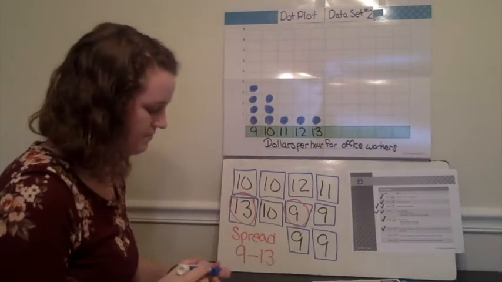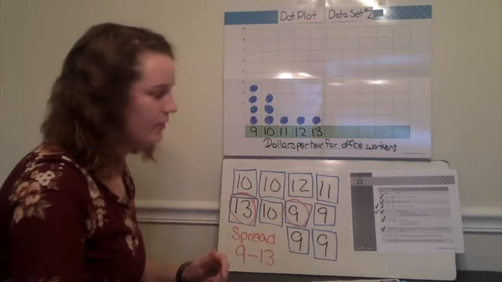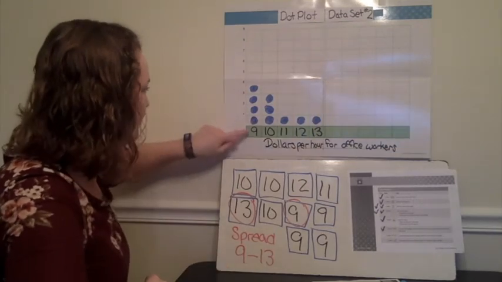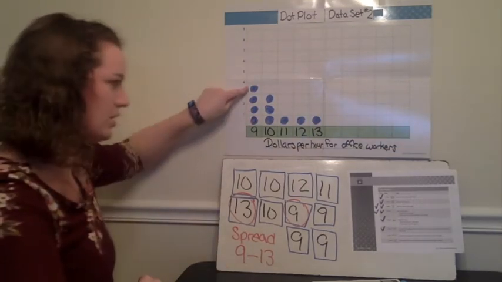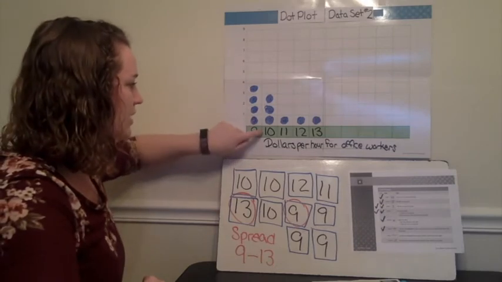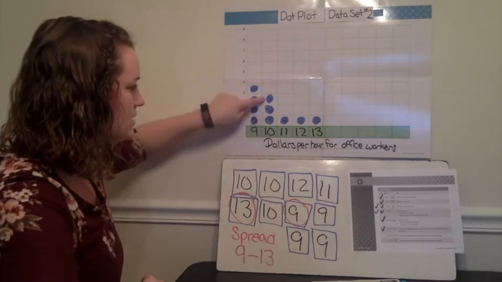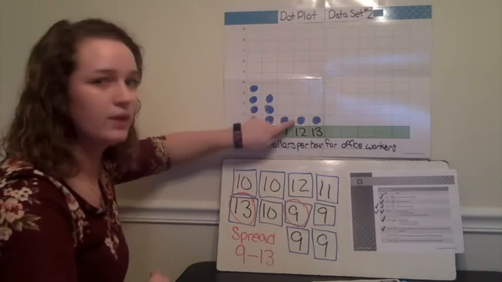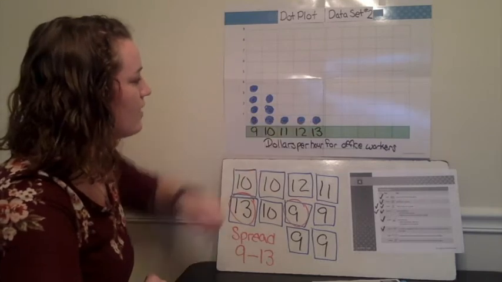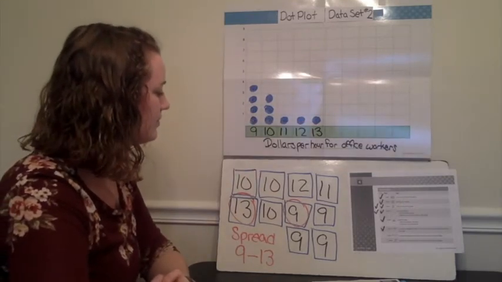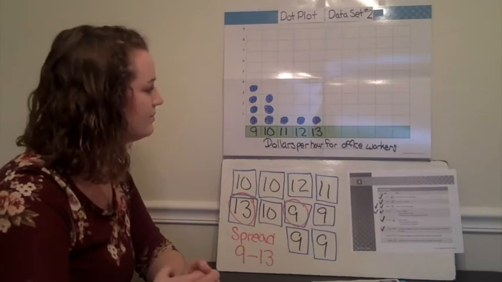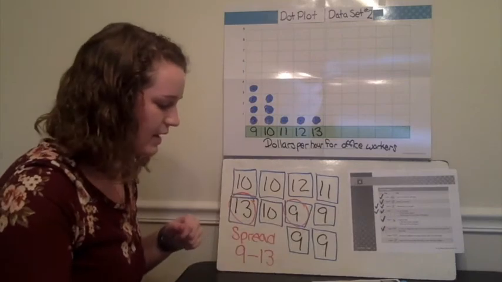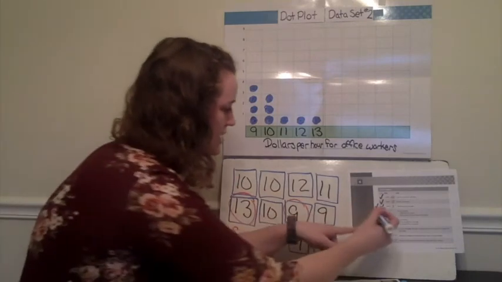Okay, good. Go ahead and finish doing that. You should have one that looks just like mine. So for 9, we have 1, 2, 3, 4. For 10, we have 1, 2, 3 dots. For 11, we have 1. For 12, we have 1. And for 13, we have 1. Good. All right, go ahead and finish that up. And we did step 5 again. So go ahead and check off step 5.